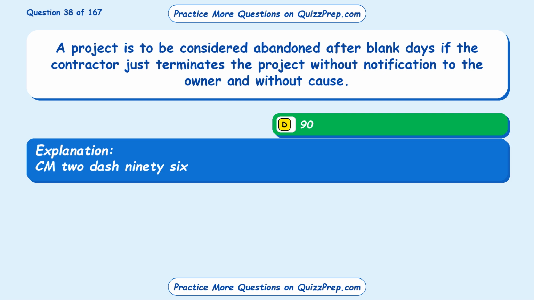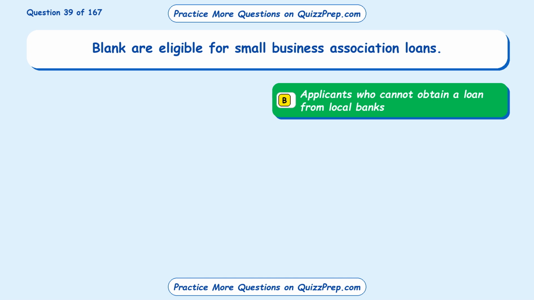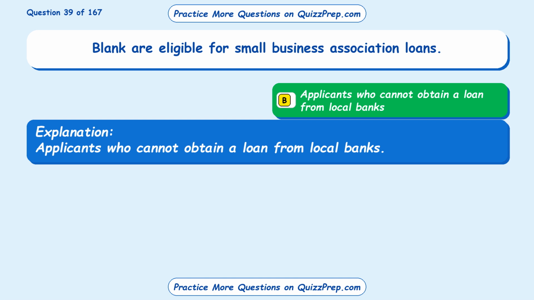Question 39. Blank are eligible for Small Business Administration loans. Option A, Fortune 500 companies. Option B, applicants who cannot obtain a loan from local banks. Option C, non-profit organizations exclusively. Option D, government entities. The correct answer is option B, applicants who cannot obtain a loan from local banks.